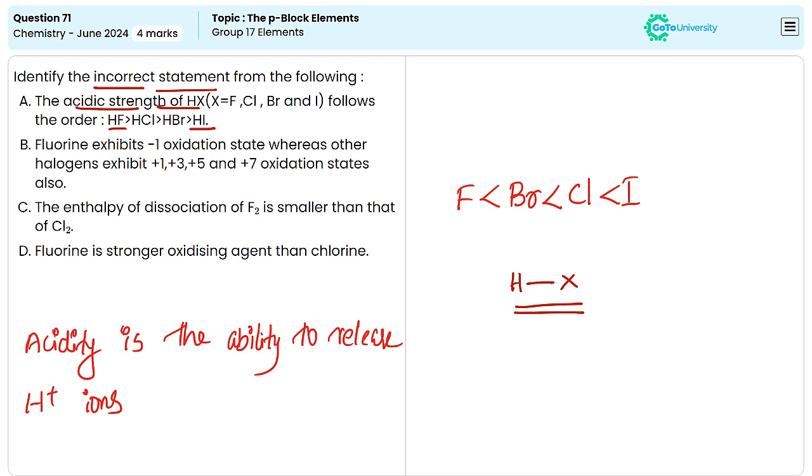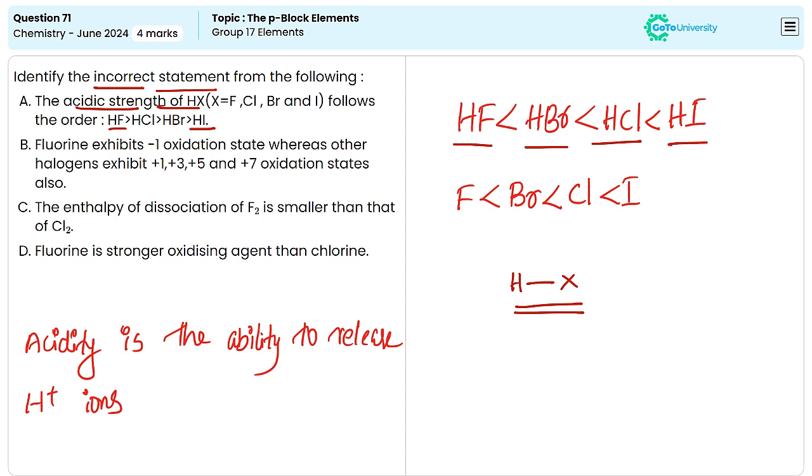So hydrogen iodide can release the H plus ion easily and hydrogen fluoride cannot release the H plus ion that easily because of the strength of the hydrogen-fluorine bond. So we can say hydrogen iodide will be more acidic than hydrogen bromide and hydrogen fluoride will be less acidic. So the correct order is HF is less acidic than HCl, which is less acidic than HBr, and hydrogen iodide is more acidic. So the first one is the incorrect statement and the correct order is as given here.